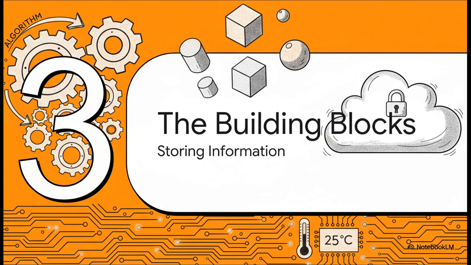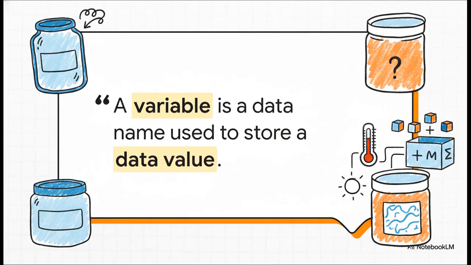Okay, so we've got the vocabulary down, but a program that can only talk isn't very useful, is it? It needs to remember things. It needs a place to stash information, like that Celsius temperature we talked about earlier, so it can work with it. And that, my friends, is where variables come in. The idea is so simple, but so powerful. A variable is basically just a labeled box in the computer's memory. You give the box a name like Celsius_temp, and then you can put a value inside it. That's how our program keeps track of everything.